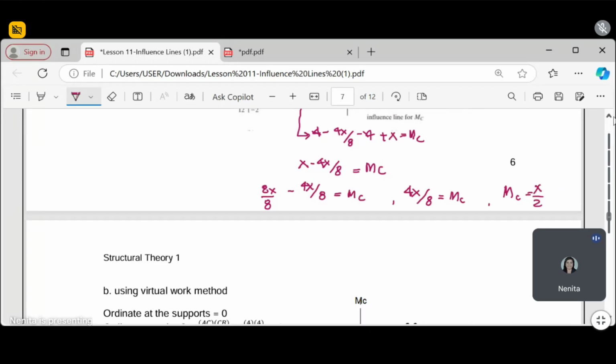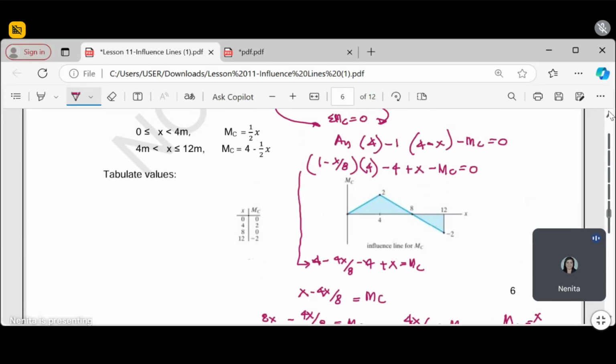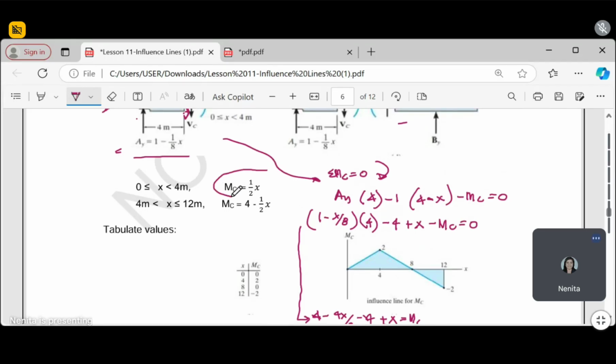Kaya tayo nagkaroon ng x over 2. Nakuha niyo, class? Yes, ma'am. Okay, that is the reason why we have MC equals x over 2. Sinisimplify lang naman natin. Careful lang tayo sa simplification.